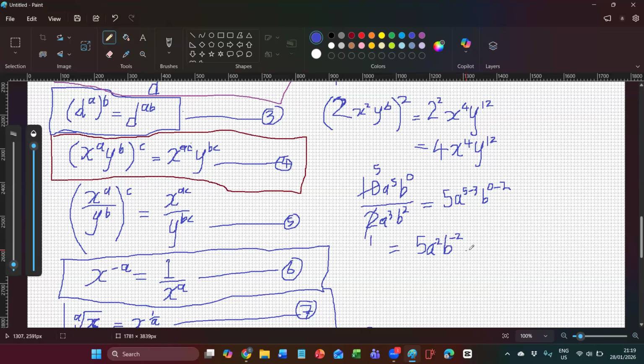And some people don't like to see minus in their answers. So you can as well write it like this: 5a raised to the power of 2 divided by b raised to the power of 2.